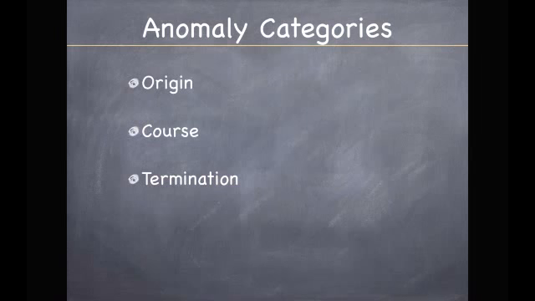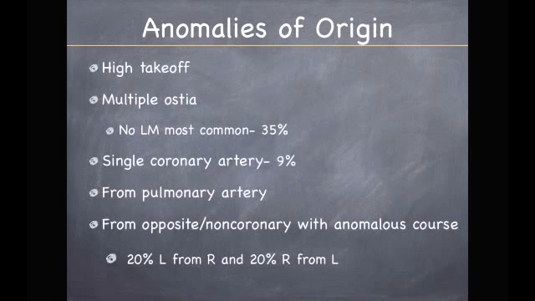So now let's talk about coronary anomalies. So there's basically 3 categories. We have the category of an abnormal origin. The origin can be okay with an abnormal course, and then we can have abnormal termination.